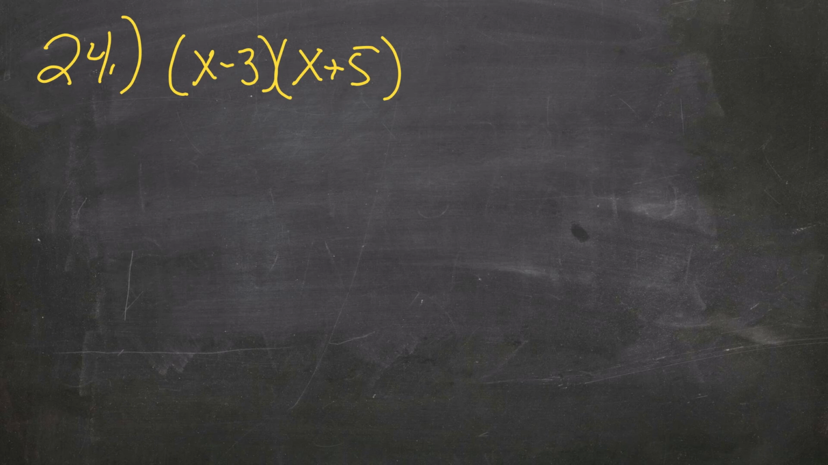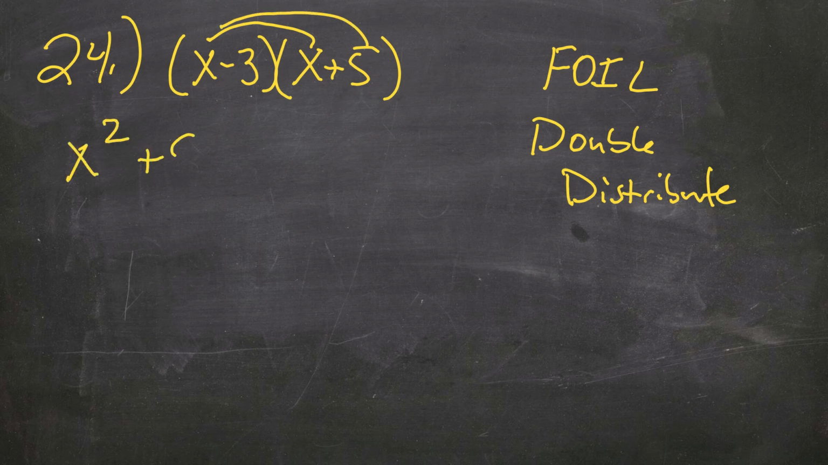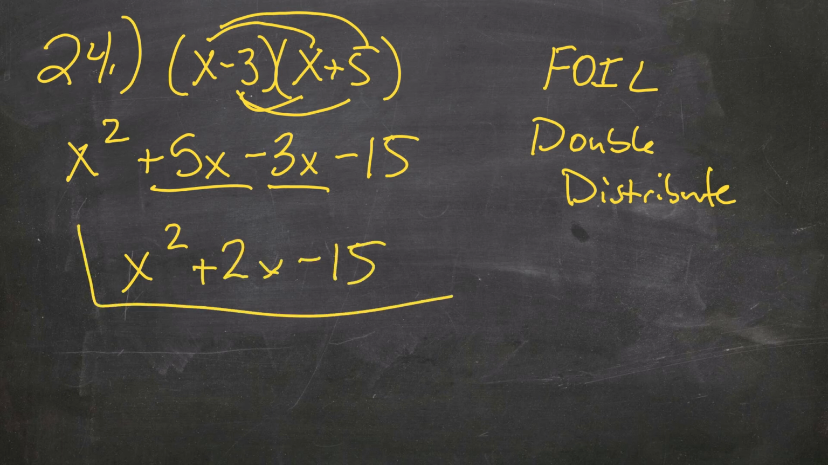All right, next page coming up is a little bit easier. 24. I have two sets of parentheses being multiplied, so you're either going to use FOIL or you're going to double distribute. They're the same thing, whichever one you want to look at it. I think double distribute is a little bit easier, so I just say x goes to x, then x goes to 5, so x times x is x squared, x times 5 is 5x. Now negative 3 goes to x, so that gives me minus 3x, and then negative 3 goes to 5. Gives me minus 15. Combine my like terms, I get x squared plus 2x minus 15, and you're done. Okay, that's all there is for that one.